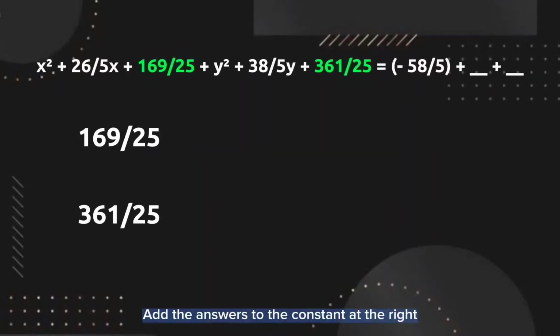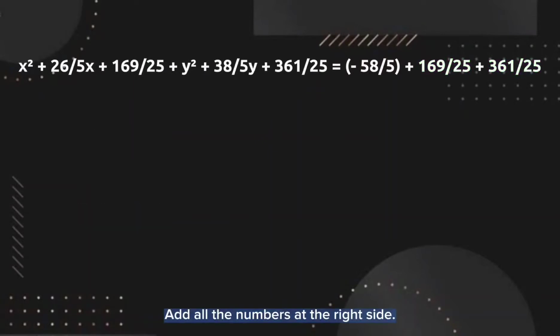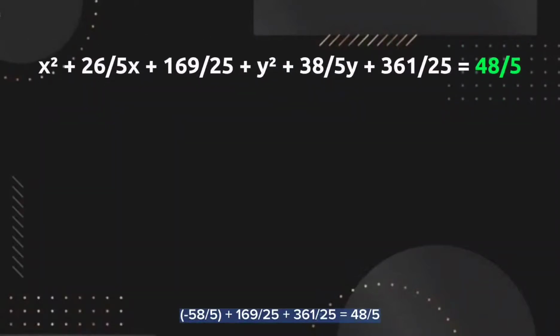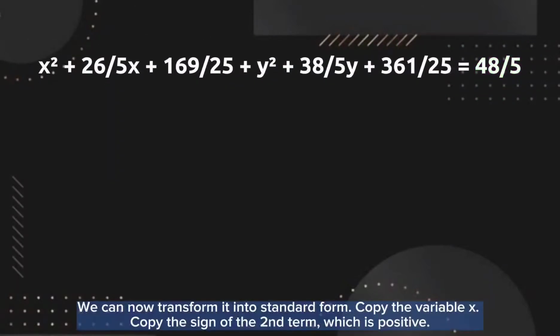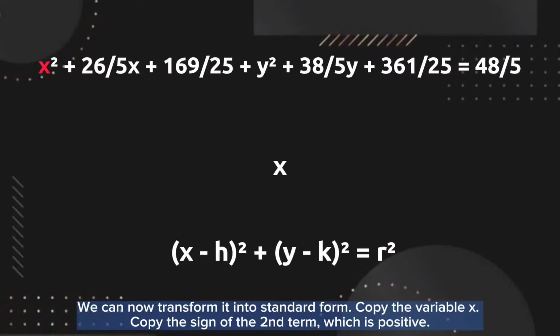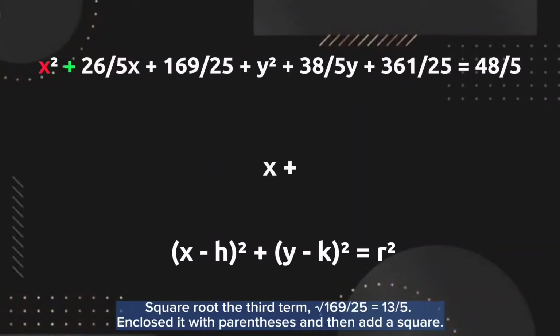Add the answers to the constant at the right. Add all the numbers at the right side. Negative 58/5 plus 169/25 plus 361/25 is equal to positive 48/5. Now we can transform it into standard form. Copy the variable x, copy the sign of the second term, which is positive, square root the third term. Square root of 169/25 is equal to 13/5. Enclose it with parentheses and then add a square.